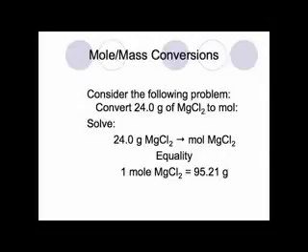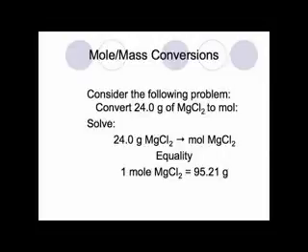In the laboratory, however, we don't have mole balances. We can't directly measure moles. So what we'll do is measure the mass in grams and then convert to moles for the purpose of comparison, and then convert back to mass at the end so that we have a measurable quantity in terms of our lab problem. So we're going to take 24 grams of magnesium chloride to moles.